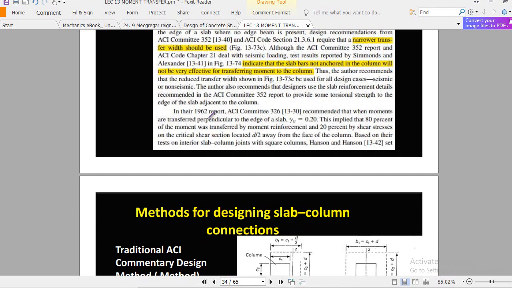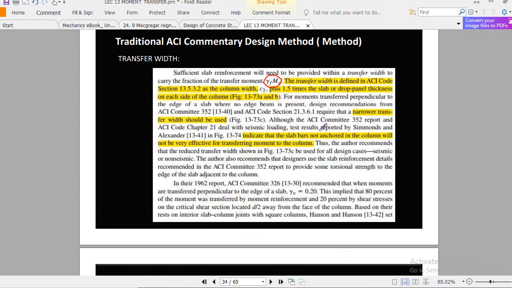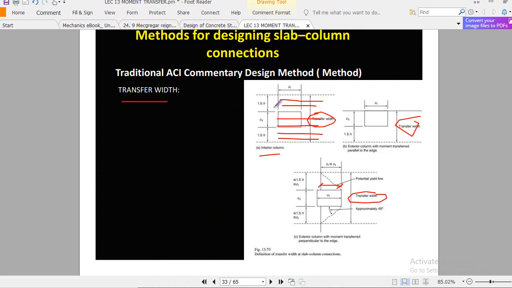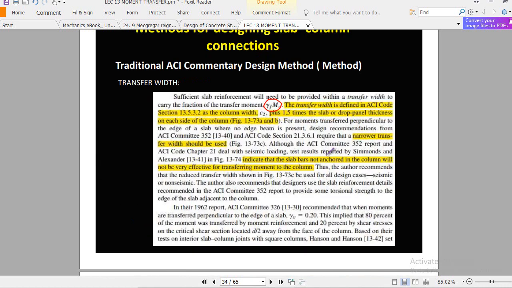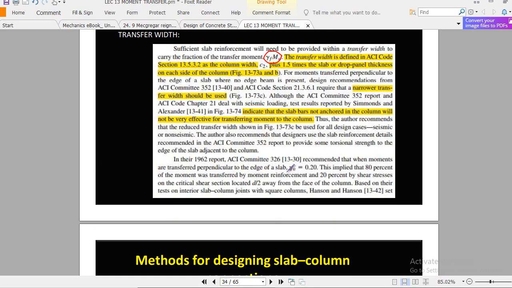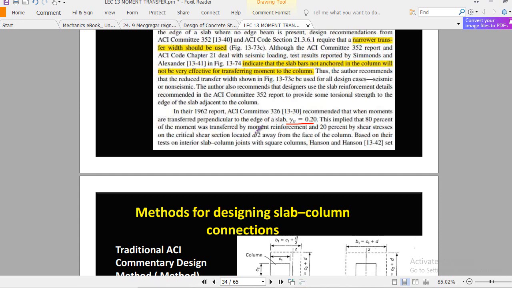Thus, in 1962, the ACI committee recommended that when the moment is transferred perpendicular to the edge of a slab, note this down, in this case, this is the edge. If moment is transferred, meaning the moment is acting in this shape, directly perpendicular to the edge of the slab, in this case use gamma v equal to 0.20. This implied that 80% of the moment was transferred by moment reinforcement and 20% by the stresses on the critical shear section located at d by 2.